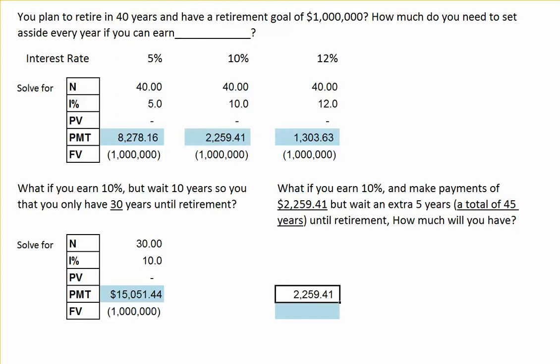Well, there's our payment, our $2,259. Now we're going to have a 45-year annuity, again at our same 10% interest. We have no money in the account today, and we would see it would grow to $1,624,301, an extra $624,000 just by waiting an additional 5 years until we retire.